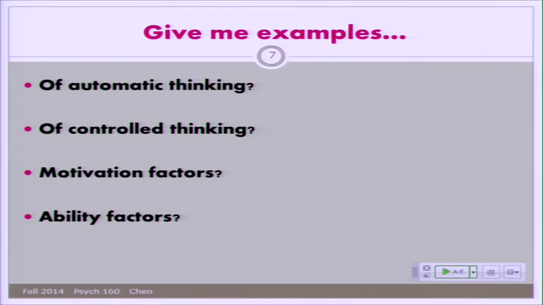Didn't you have this example before? Something like that? You're walking in a dark alley and you have an immediate automatic reaction to a scary shadowy figure in front of you. You don't need to think about it and ponder it. You probably have schemas about encountering shadowy figures in dark alleys that this is bad. Okay? Example of controlled thinking, situation of controlled thinking?